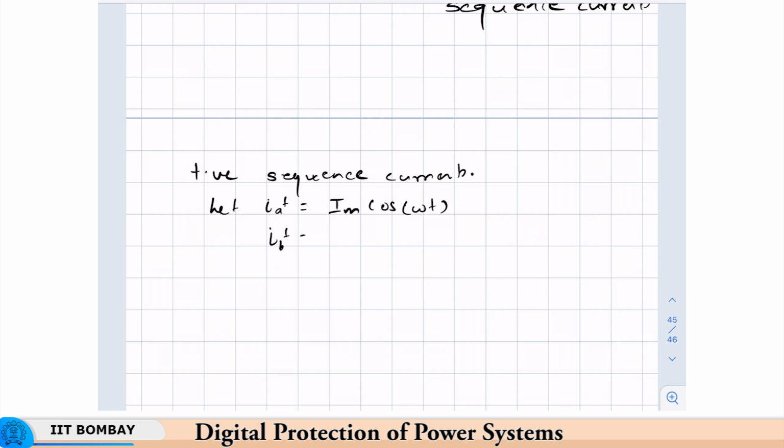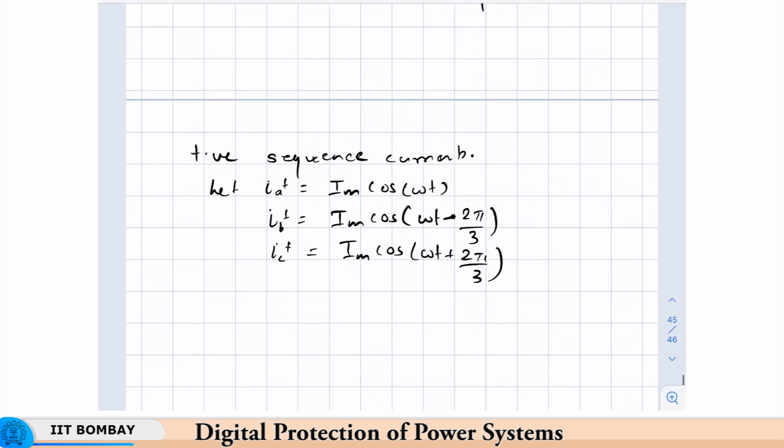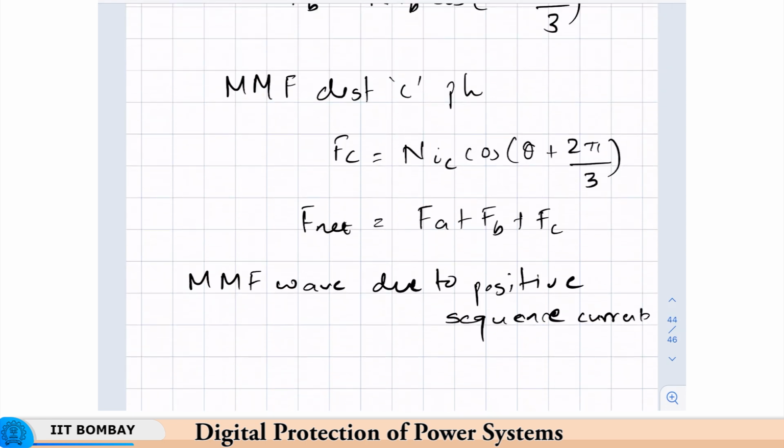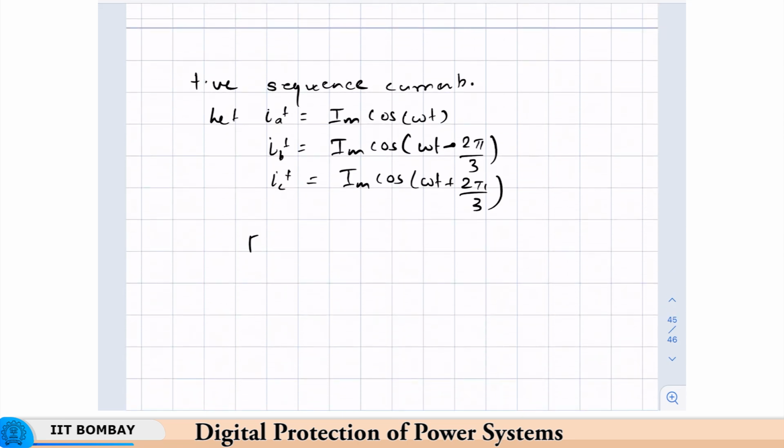Okay. So, for positive sequence currents, let us say IA positive is equal to Im cos of omega t. So, IB positive will be Im cos of omega t minus 2 pi by 3, since it is balanced and displaced by 120 degrees, and IC positive is Im cos of omega t plus 2 pi by 3. Okay. So, if we substitute these three currents in this F net expression, then we will get F net positive sequence, which is a function of both time and theta.